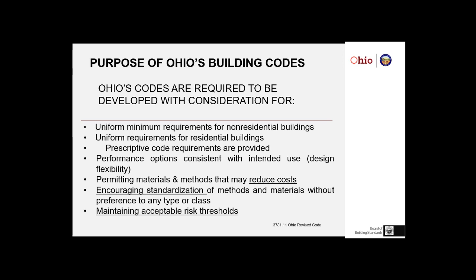Now, we have to understand that a certain level of loss is accepted. It's accepted as tolerable simply because communities have limited resources. I mean, we could build buildings of all concrete and not allow any sort of combustible materials and no combustible pipes and so forth, and that would certainly reduce our risk of fire. But number one, it would be very expensive to build in that way, and it doesn't provide much design flexibility.